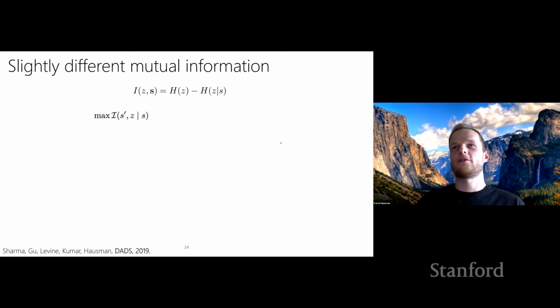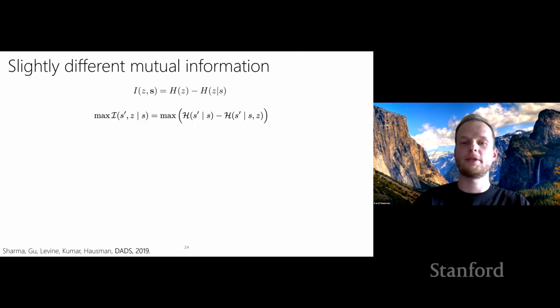So the particular mutual information that we'll be looking at is the conditional mutual information between the next state S prime and the z, given the current state S. All right. We can write it out like this. Now, what does this mean? So we have the first entropy term that is telling us that we want the entropy of S prime given S to be as high as possible. And then we have the second entropy term that tells us that we want S prime given S and the skill that we're doing to be as small as possible.